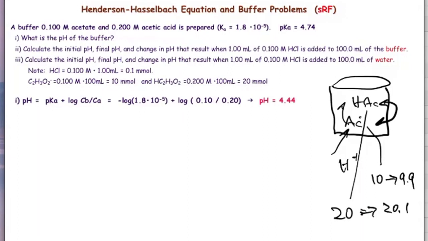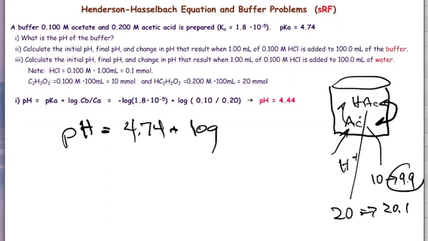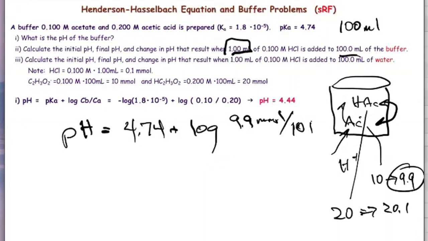So we can just go straight to the Henderson-Hasselbalch equation. pH is equal to the pKa of acetic acid, which is 4.74, plus, now we can see that our base is 9.9 millimoles over 101. And the question you might ask yourself is, where did I get 101? I got 101 because I had 100 milliliters of buffer solution initially, and I'm adding 1 milliliter of hydrochloric acid. So 100 plus 1 is 101.